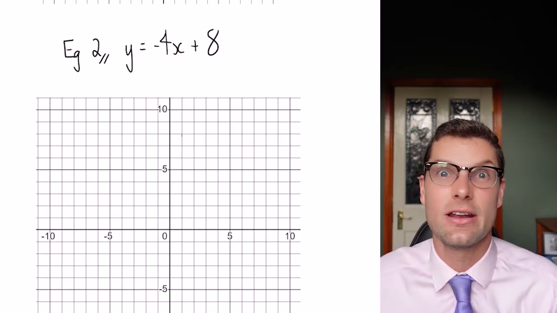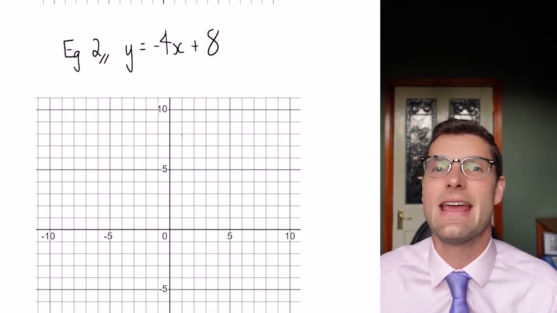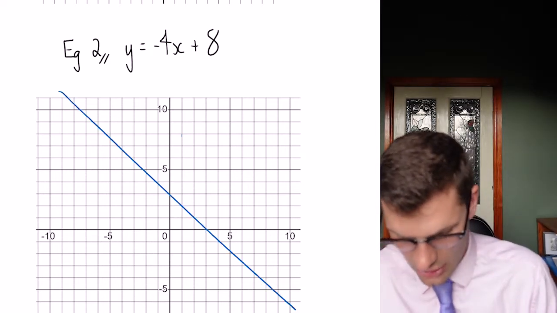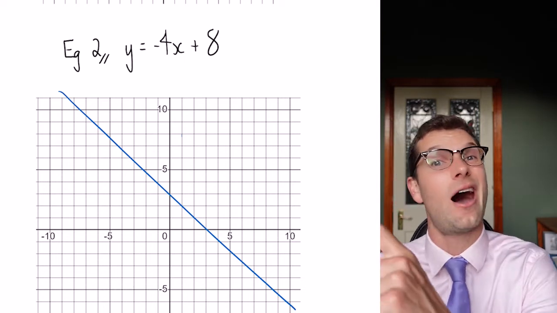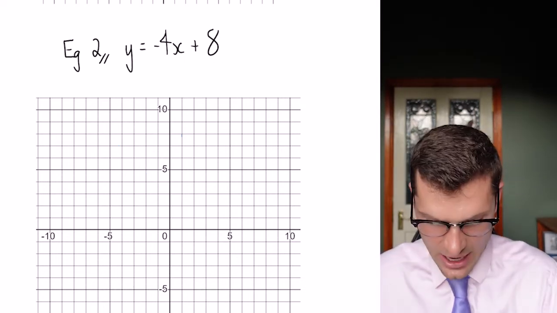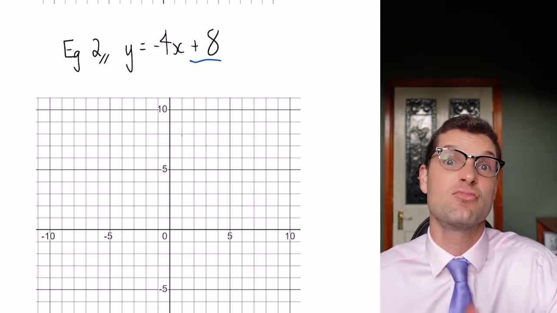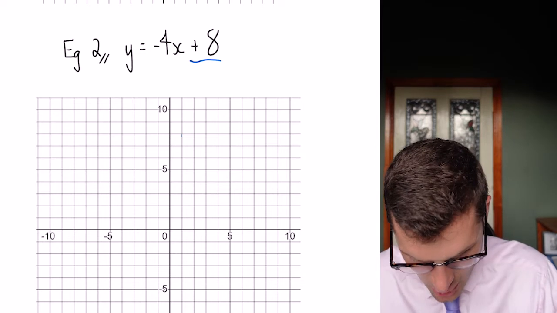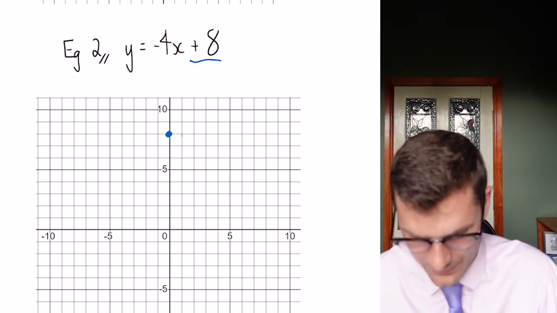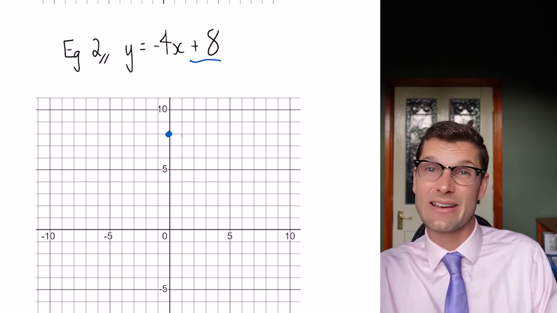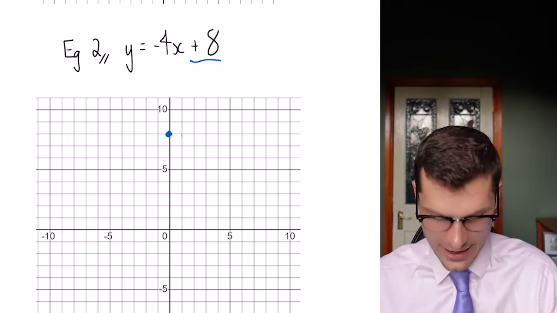So we're just going to have a look at another example, this time using a negative number. If we have a negative pattern, we know our line's going to go down that way instead of up like we saw on the last one. So this one we start off with that plus 8. Don't move off the y-axis. We're just going up 8 squares, which puts us right here. And now this time, every time I go across 1, I'm going down 4 on the y-axis.